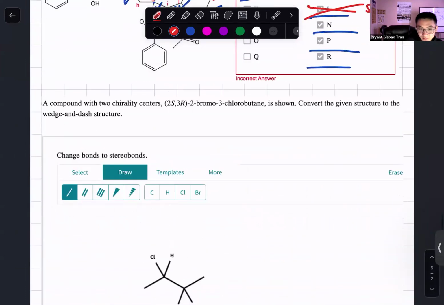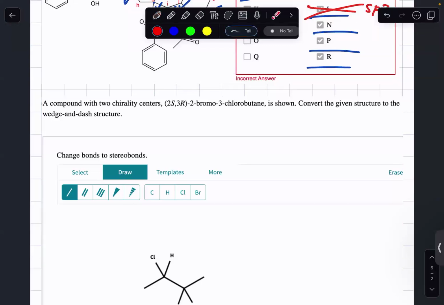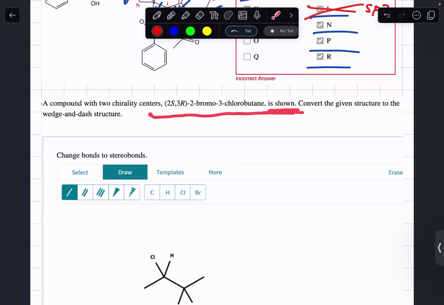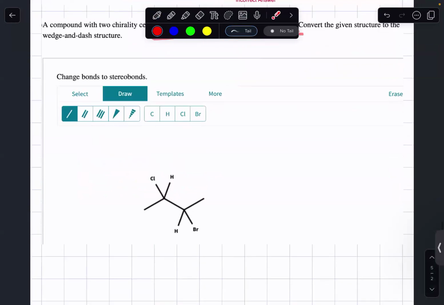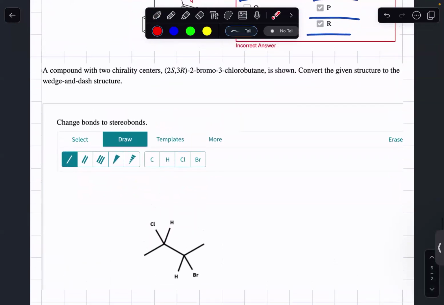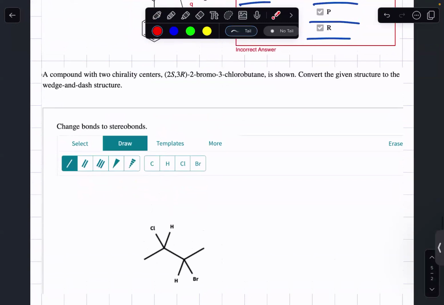Did they give you a Fischer projection form? No, that's all they gave for this problem. They didn't show any other picture. I don't understand what a stereo bond is. Oh, it's dash.